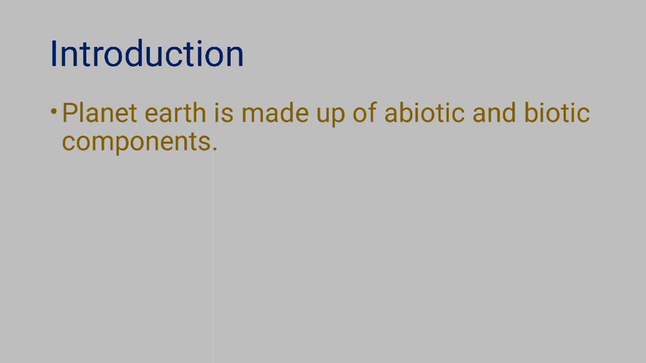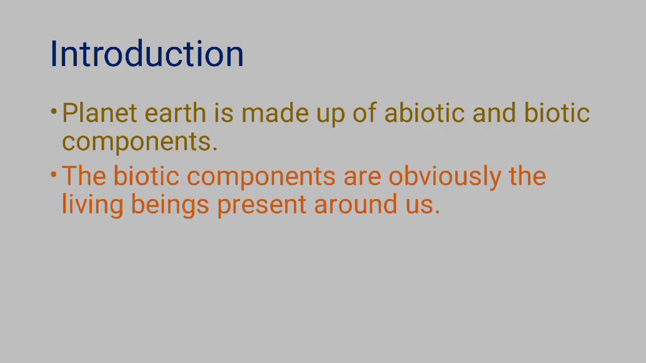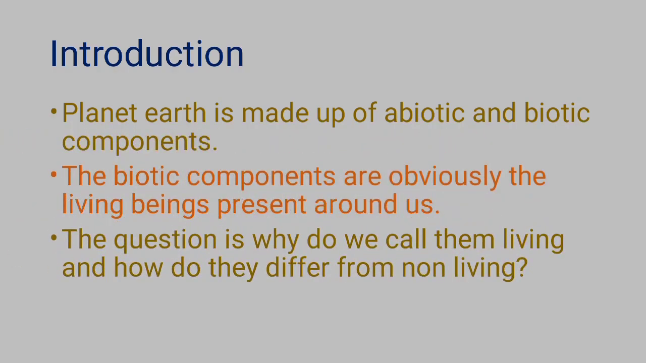Students, planet Earth is made up of abiotic and biotic components. You know that. The biotic components are obviously the living beings present around us. This you have studied in the previous classes. The question is, why do we call them living and how do they differ from non-living? This question arises in every individual, what is the difference between living and non-living? How do we differentiate them as living and non-living? So we'll see the answer for this.